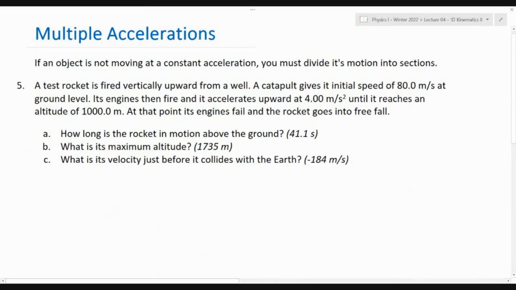Okay, so there's different things happening. Initially it has a speed of 80 meters per second, and then it accelerates at 4 meters per second squared until it reaches an altitude of 1,000 meters, and then at that point its engine fails, and now it's not accelerating due to the engines anymore. It's now just under free fall, which means it's just gravity.